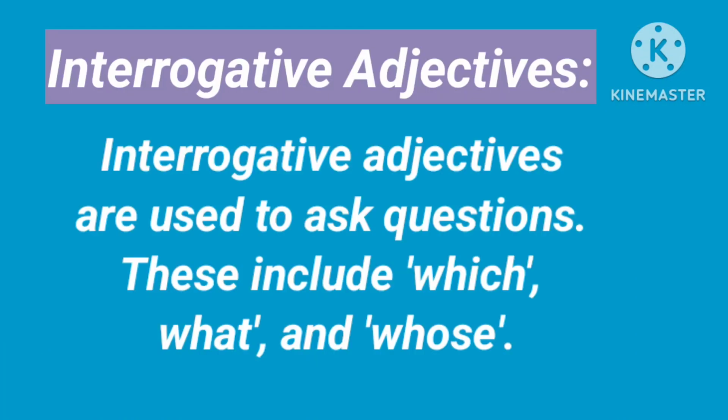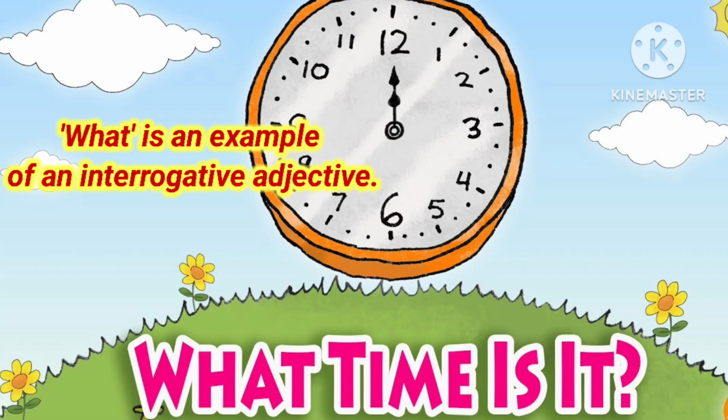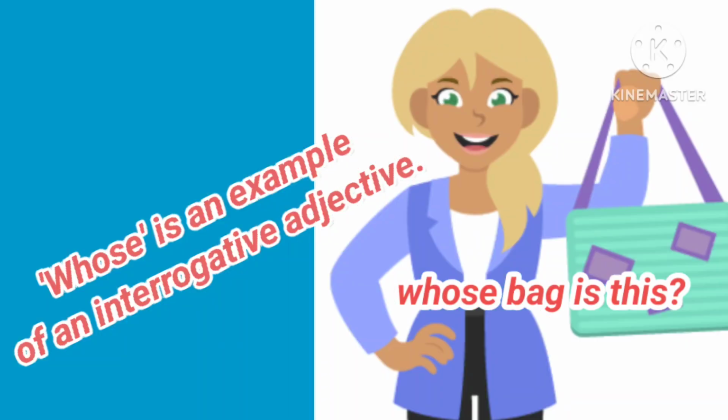Interrogative adjectives. Interrogative adjectives are used to ask questions. This includes which, what, and whose. Which book next? Which is an example of an interrogative adjective. What time is it? What is an example of an interrogative adjective. Whose bag is this? Whose is an example of an interrogative adjective.